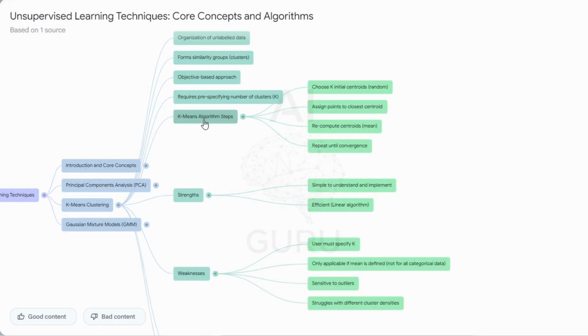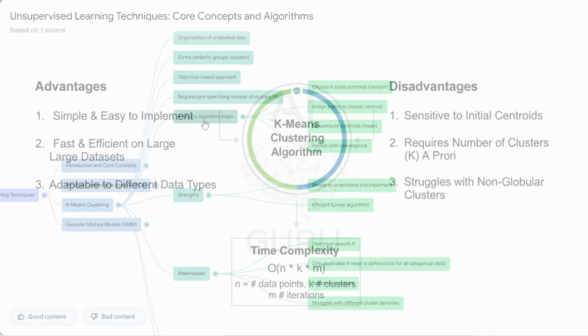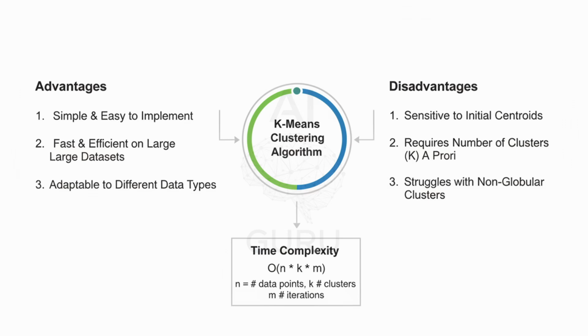That simplicity must be its biggest strength. It is. K-means is easy to explain, easy to implement, and surprisingly efficient. Its computational complexity is roughly linear with the number of data points, which means it scales really well to massive data sets. That's crucial today.